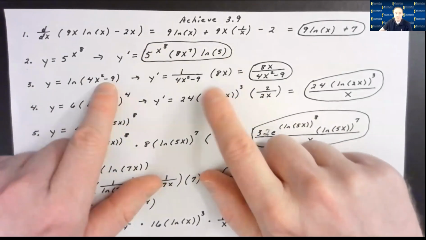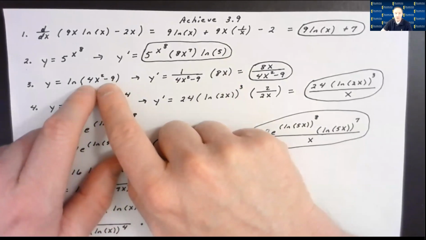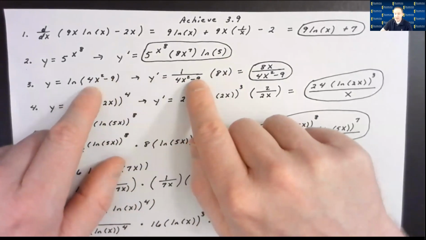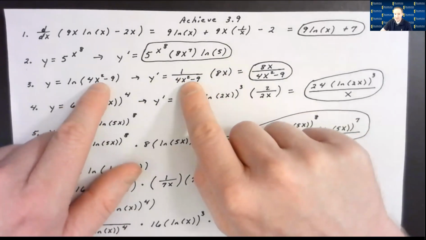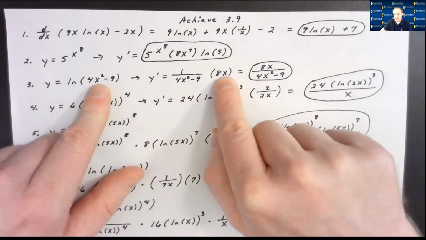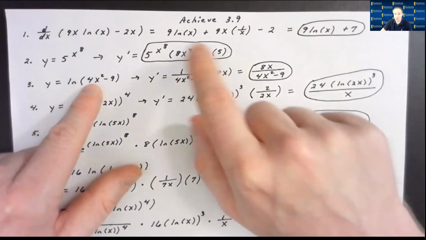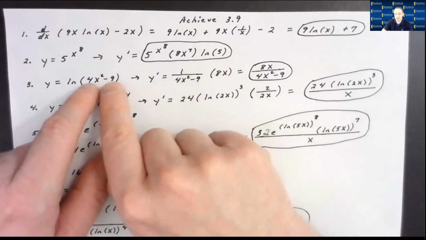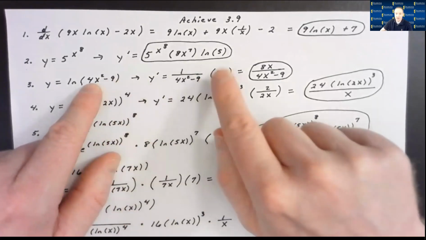Now, for the next problem, I had the natural log of 4x squared minus 9. What I'm wanting you to remember is that the derivative of every single natural logarithmic function in existence is 1 over what's inside of it. But now, what's this remaining part? Well, that's due to the chain rule. So you might say, well, the derivative of the natural log is 1 over what's inside of it. But the chain rule says you always have to multiply by the derivative of what's on the inside. So I did that. The derivative of 4x squared is 8x.